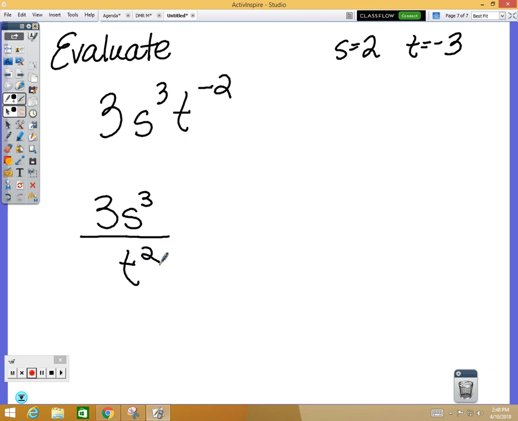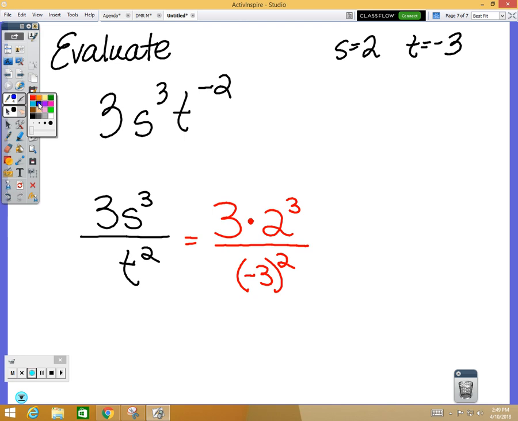And now that I've done that, I'm going to go back through and substitute. Instead of s to the third power, it's going to be 2 to the third power. So 3 times 2 to the third power. And all that is going to be over negative 3 to the second power. And again, we're going to use those parentheses. Yes. So make it into positive first, and then substitute. And last would be to actually work this out.